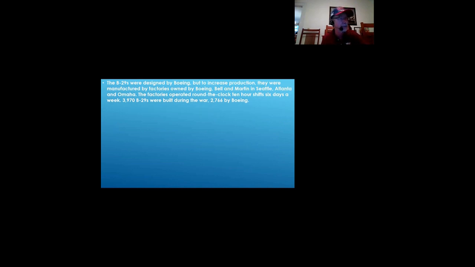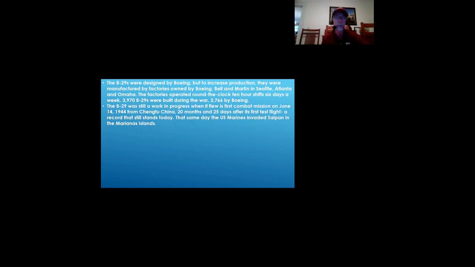The B-29 was designed by Boeing, but they farmed out some of the production to other manufacturers like Bell and Martin in Seattle, Atlanta, and Omaha. They created enormous factories that ran around the clock, 10-hour shifts, 6 days a week. And by the end of the war, almost 4,000 B-29s had been built. The B-29 was still a work in progress when it first flew a combat mission in China in June of 1944. It was only 20 months after its first test flight, which is a record.